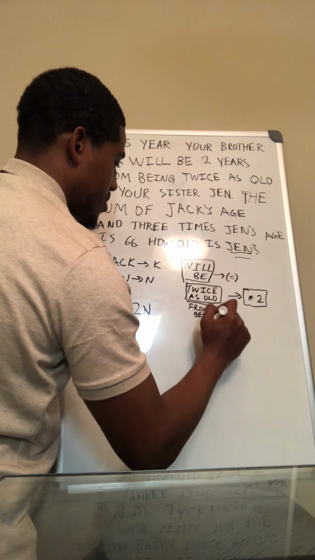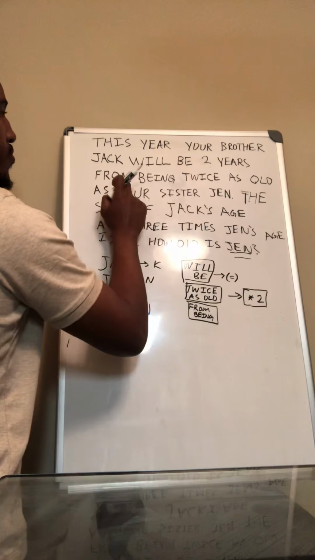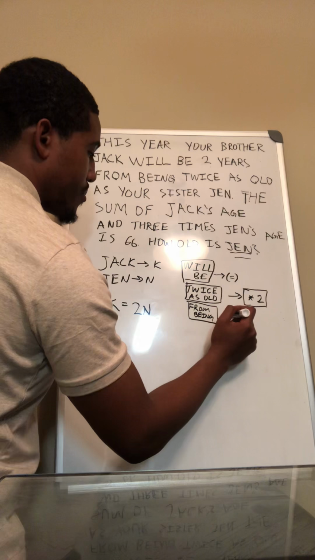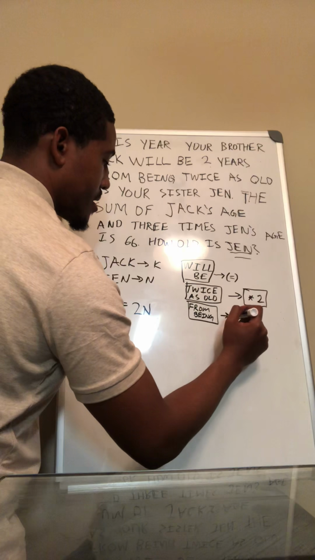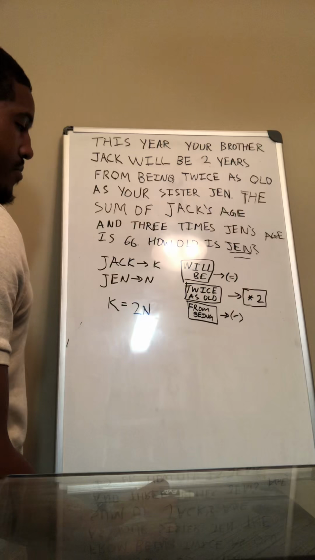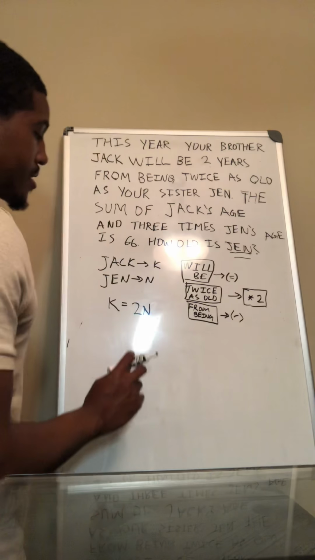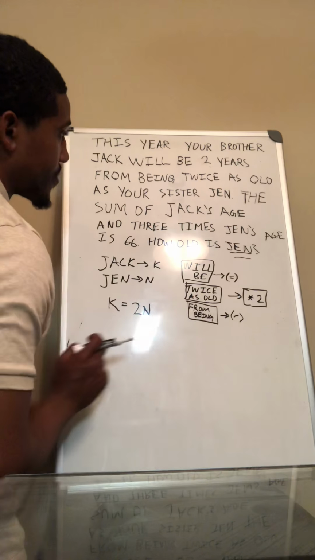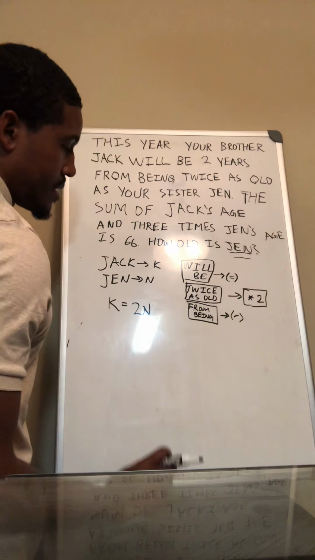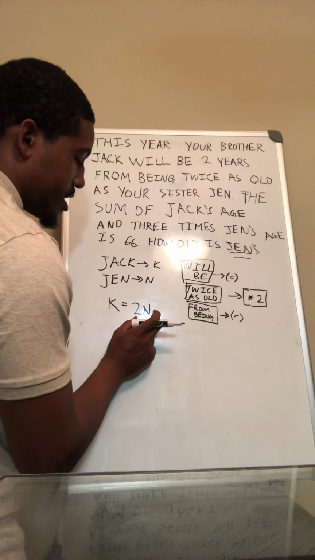So now our next terminology is "from being." 2 years from being twice as old as your sister Jen. So "from being" implies subtraction. And the 2 years implies subtraction because he is not that old yet. He has yet to reach the age of being twice Jen's age.